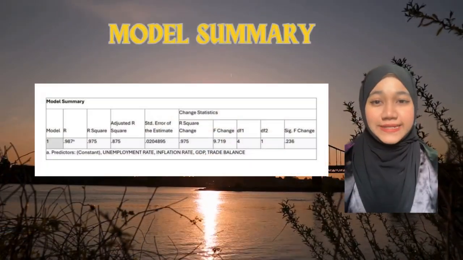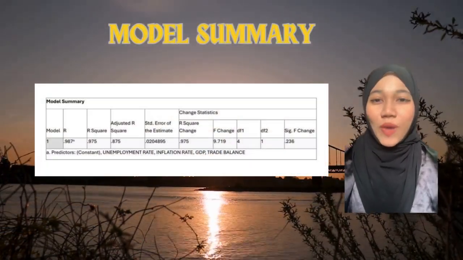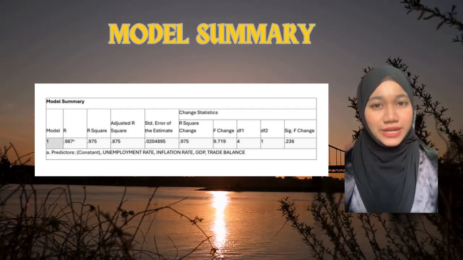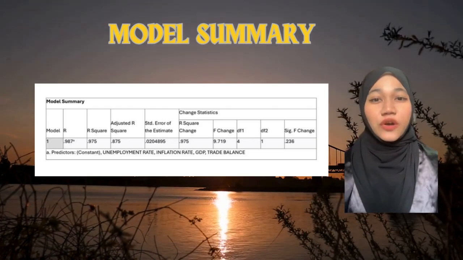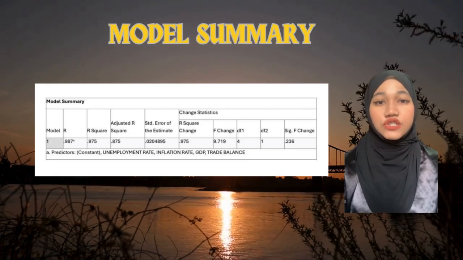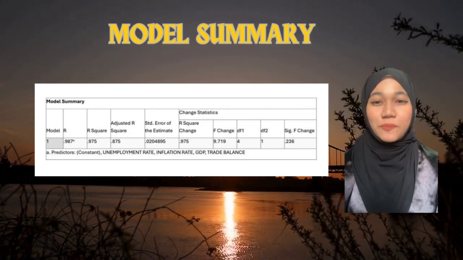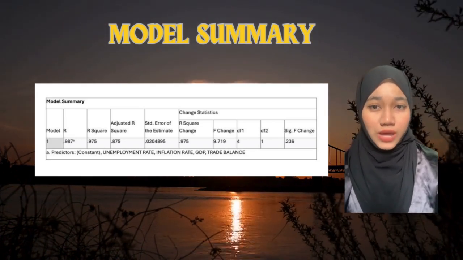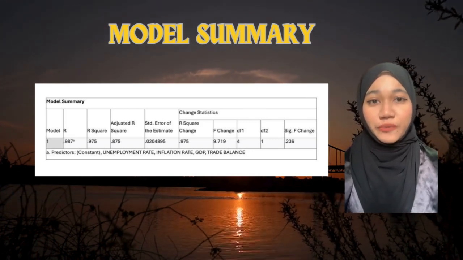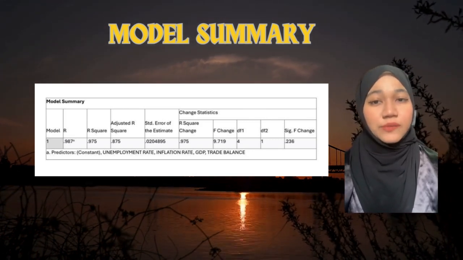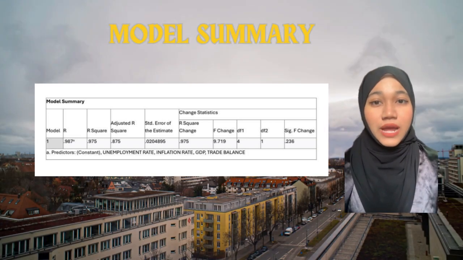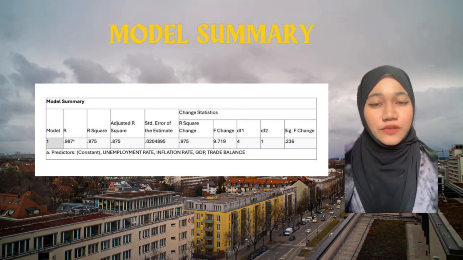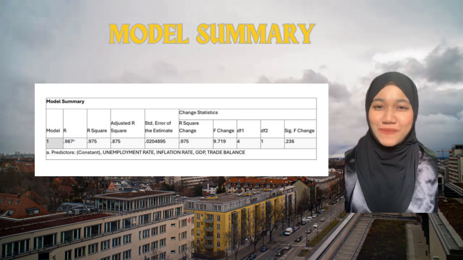This table provides a summary of a regression model where unemployment rate, inflation rate, GDP, and trade balance are used as predictors. The first column shows the correlation coefficient, indicating a strong positive relationship between predictors and the dependent variable. The second column, R-square, shows that 97.5% of the variance is explained by the model. Adjusted R-square, 0.875, accounts for the number of predictors, showing that 87.5% of the variation is explained.